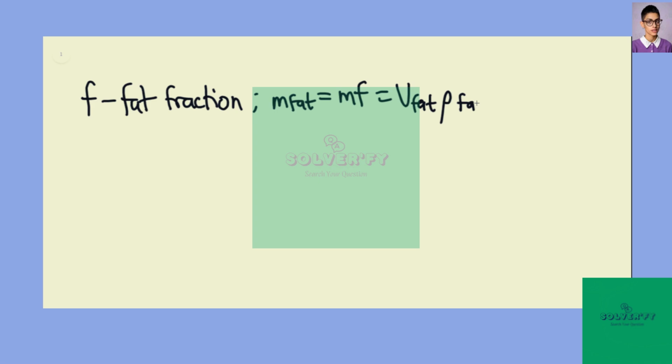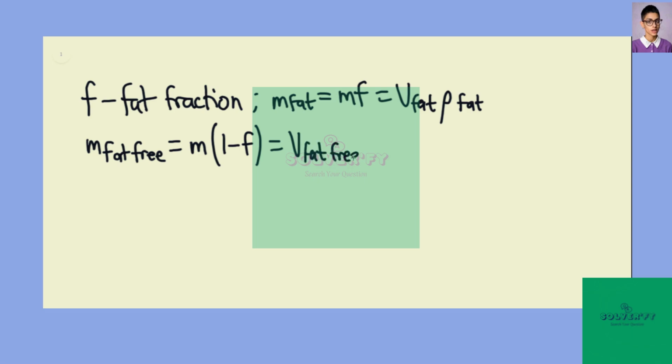We can then say that the mass of the fat-free portion would be equaling the total mass times 1 minus the fat fraction. And this would be equaling the volume of fat-free times the density of fat-free.